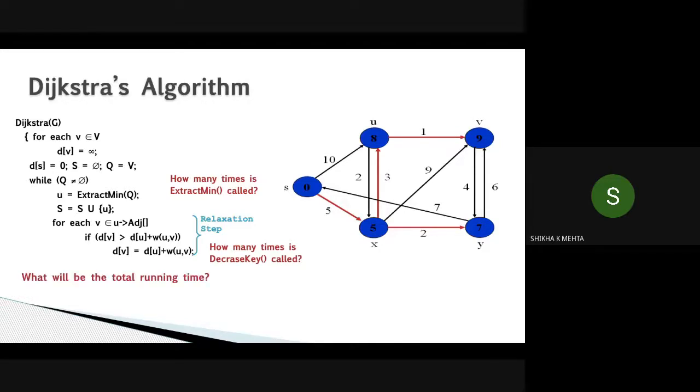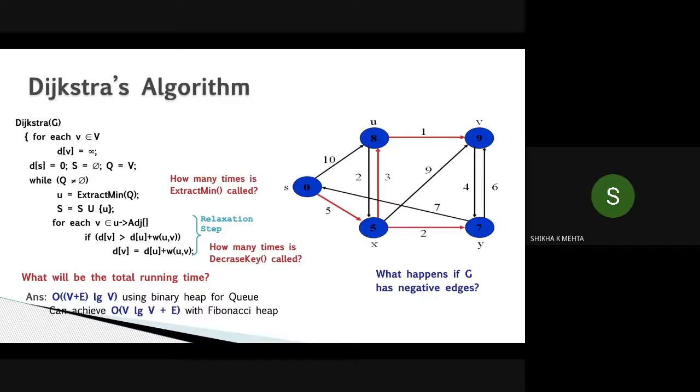So what will be the total running time? The total running time is O((V plus E) log V) using the binary heap for Q, and we can achieve O(V log V plus E) using the Fibonacci heap. So you can use different data structures for solving the same problem. Here you can see the complexity that we are able to achieve using these two data structures when we apply the Dijkstra algorithm.